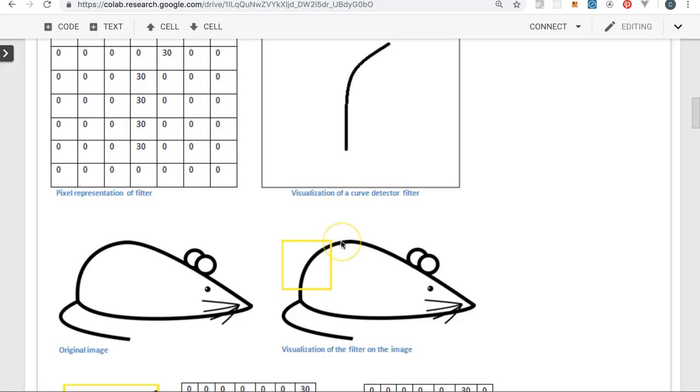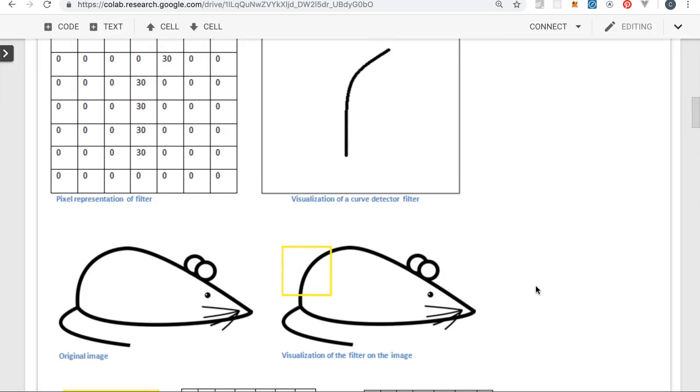It'd move over 1 pixel and do the math again. It would do this all the way across the image until it got to the right side, and then it would go down 1 and repeat the process over and over again.